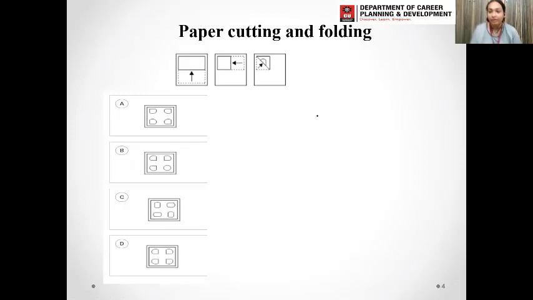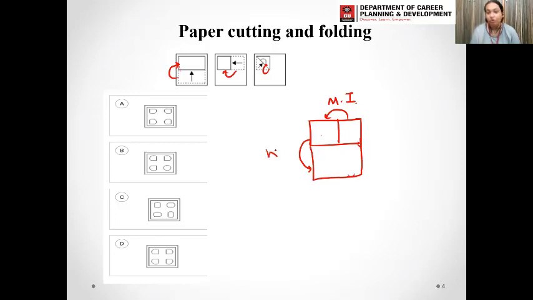What does paper cutting and folding mean? Whenever we cut a paper or fold a paper, first we fold it at this point, and then at this point, and then at this point. Whenever a paper is folded like this, this is the mirror image. Whenever a paper is unfolded like this, this is the water image. I'm hoping that you have already done mirror image and water image, so I'm not discussing this. We'll directly do the questions.